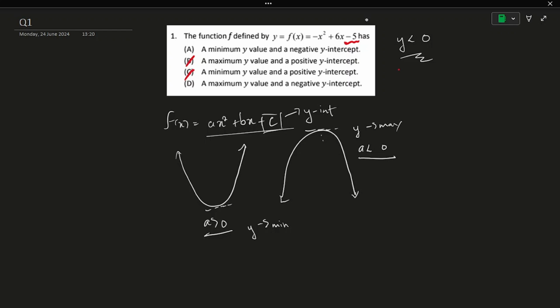Now when we look at our function, negative x squared plus 6x minus 5, A is negative, which means we are supposed to have a maximum y value. So our answer is D, which says a maximum y value and a negative y-intercept.